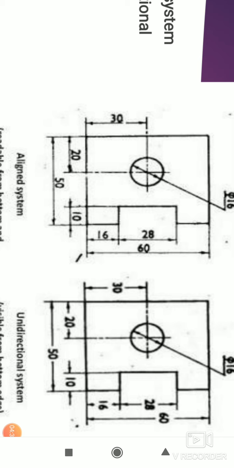Whereas in the aligned system, the simple difference is that we can read dimensions from the bottom side or right hand side. In the unidirectional system, we can only read from the bottom of the drawing sheet.